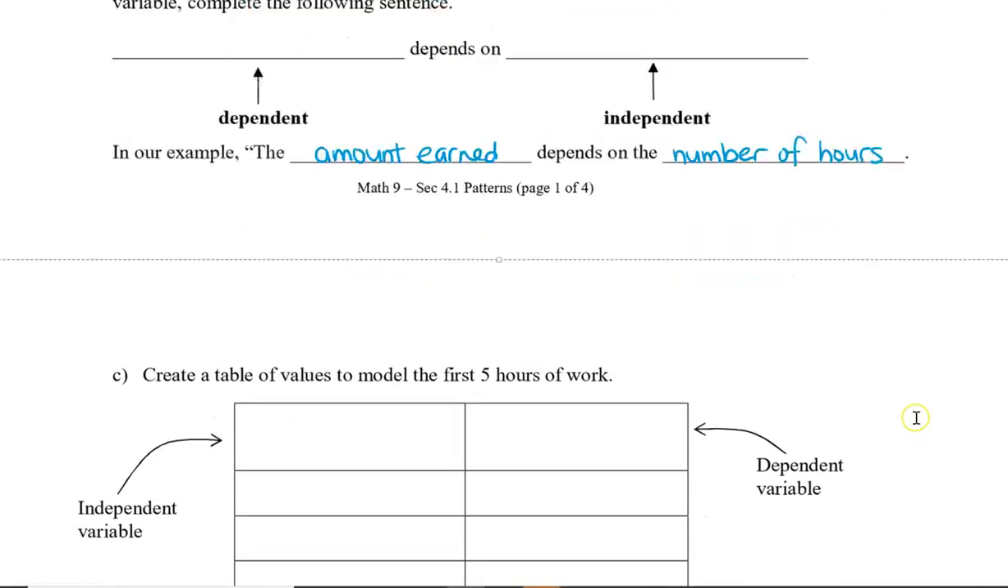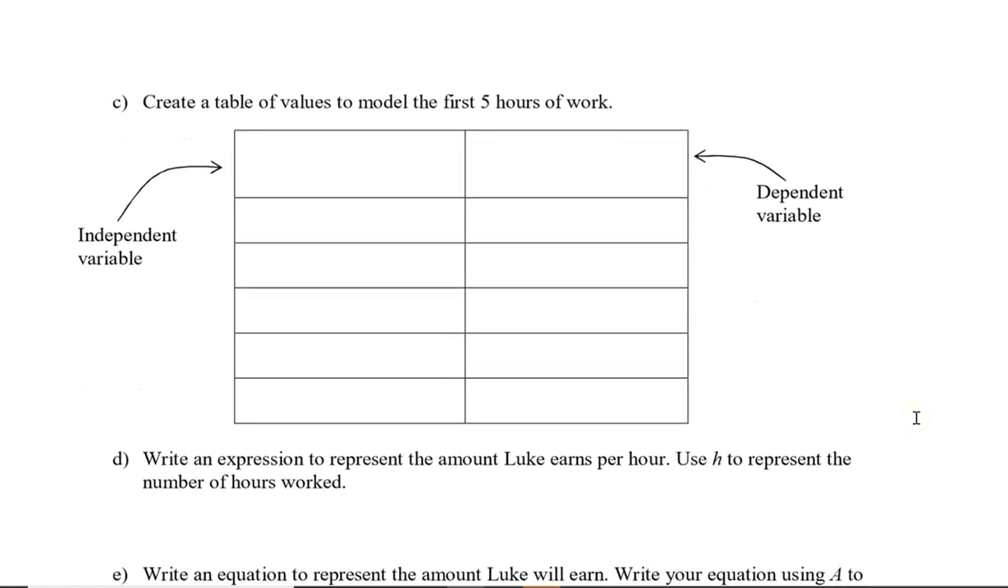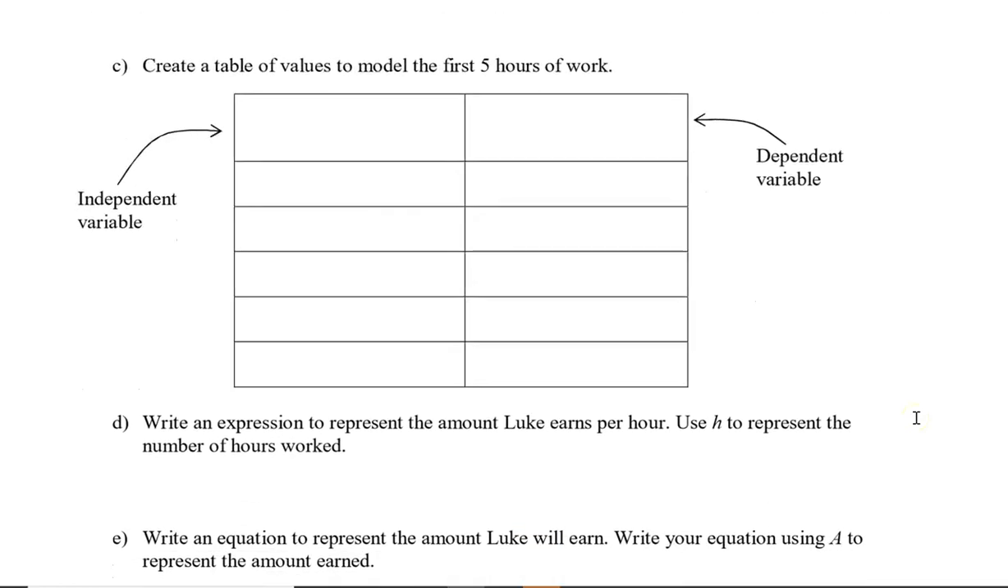All right, next we're going to create a table of values to model the first 5 hours of work. So we're going to place our independent variable, which is our number of hours, in our first column. And then the dependent variable, the amount earned, goes in the second column. All right, so we have the number of hours worked. We'll start at 1, and then we'll go to 5.